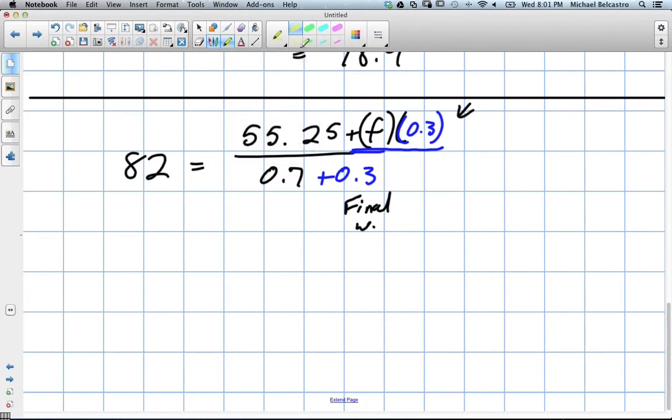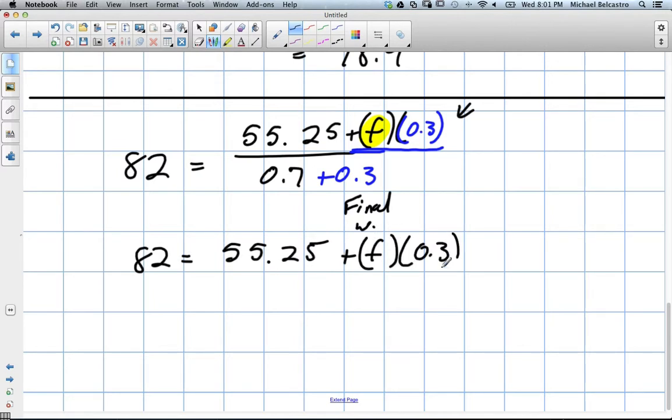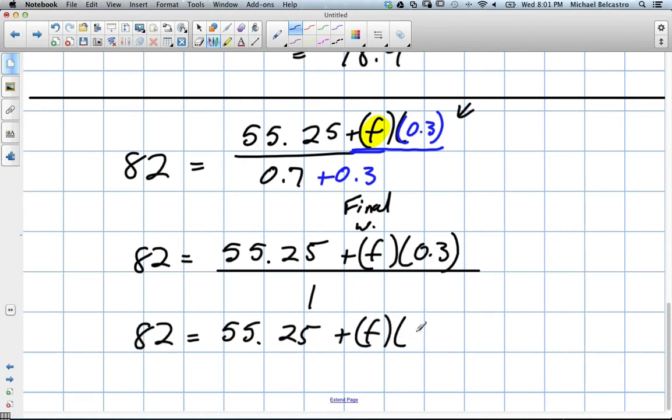Really, this becomes algebra now. We have to isolate for F. So I'm going to collect my like terms. This still says 82 is equal to 55.25 plus F times 0.3. Now on the bottom, what's 0.7 plus 0.3? 1. Okay, I need to isolate for F. When I divide this all by 1, does it change anything? No. So I can really just write the top of this fraction, right? 82 is equal to 55.25 plus F times 0.3.